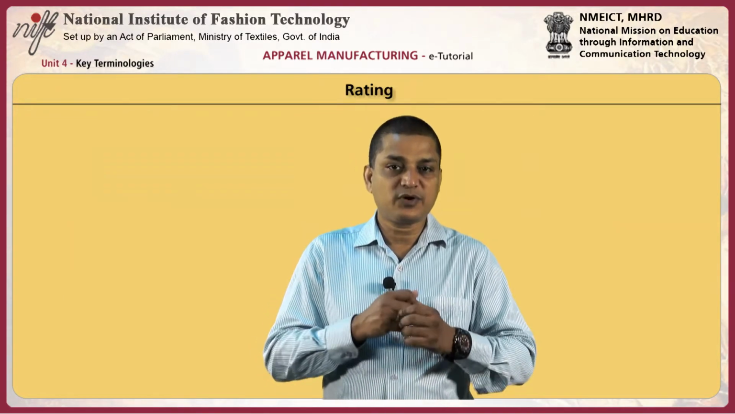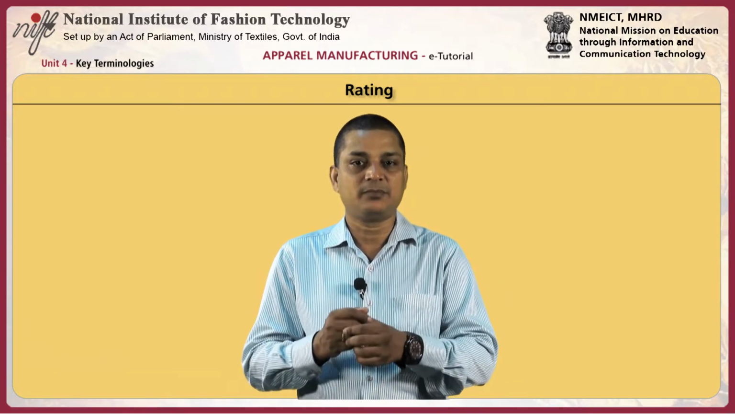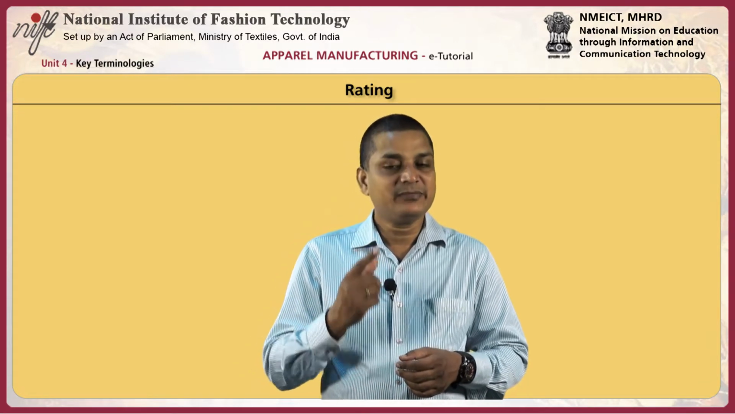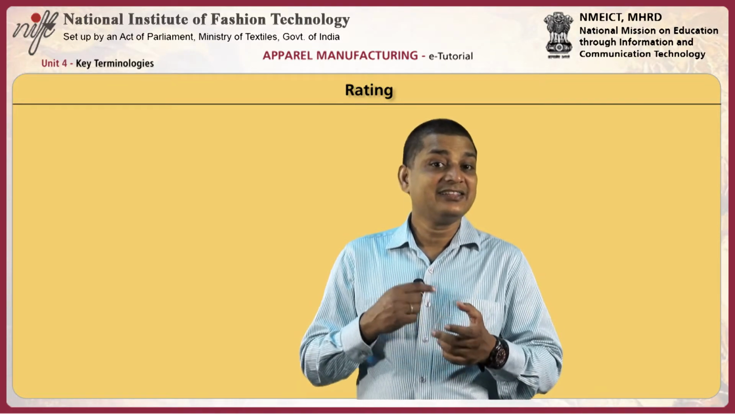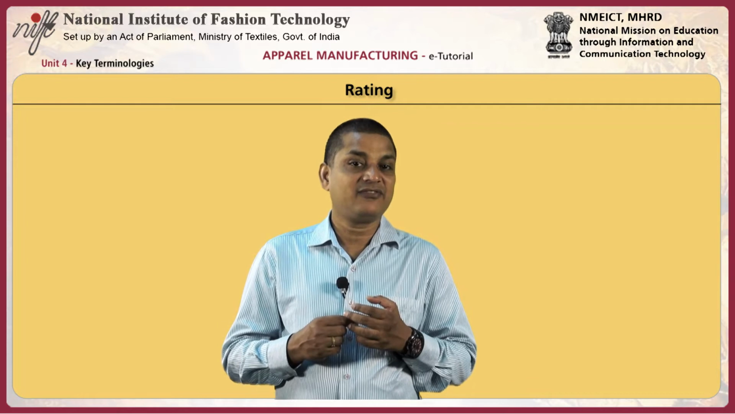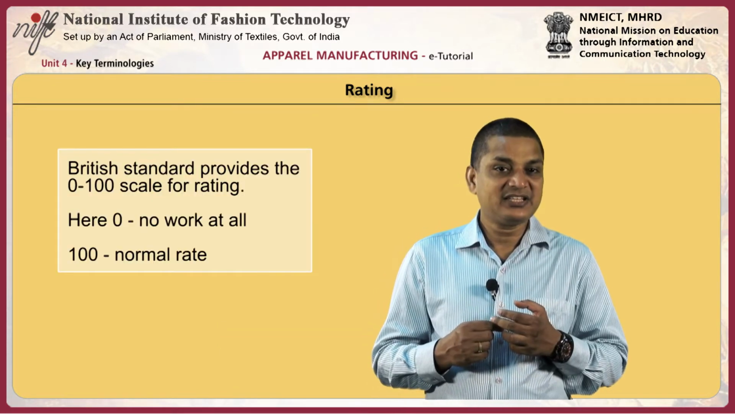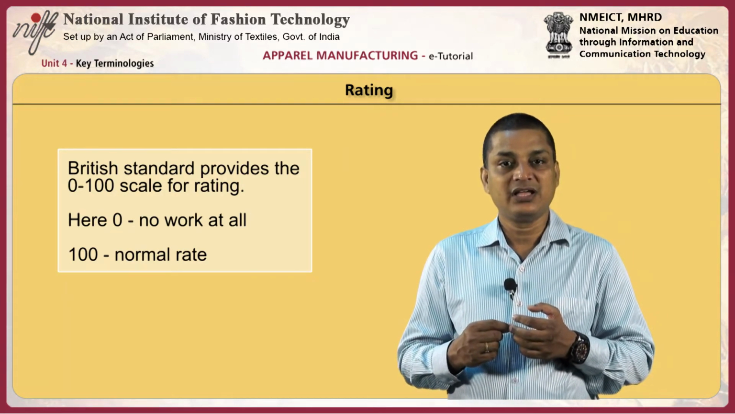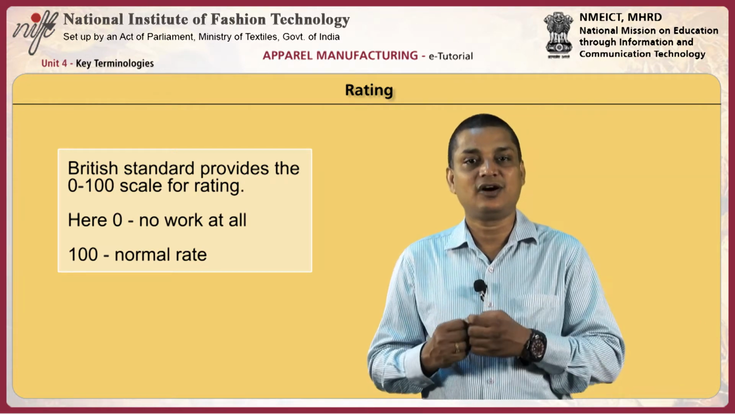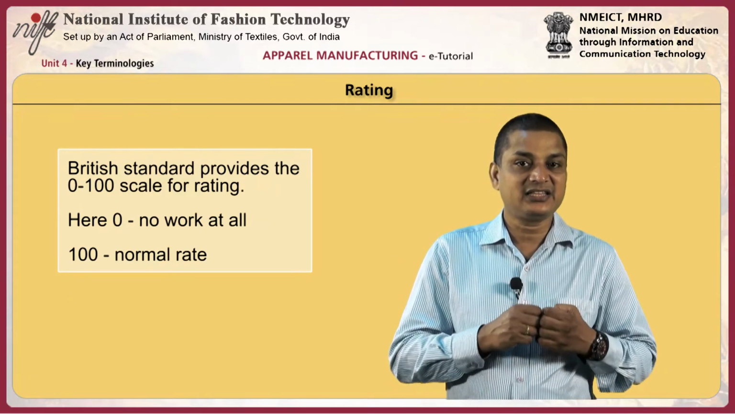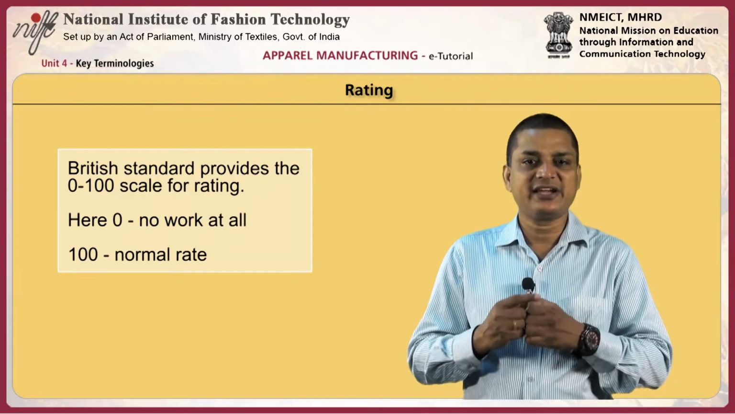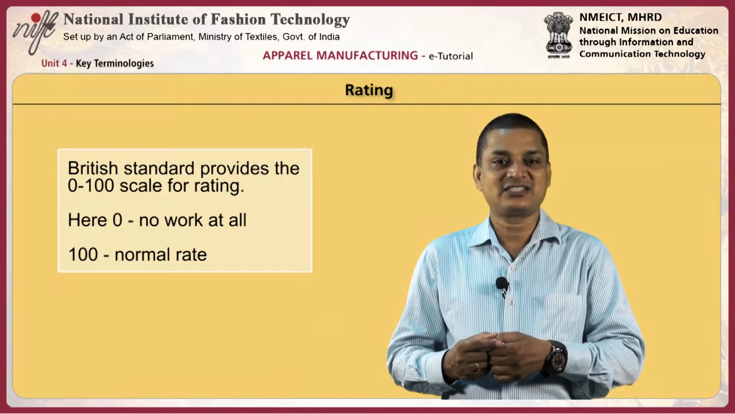The rate corresponding to the average rate at which an operator will naturally work at a job, provided they know and adhere to the specified method, and provided they are motivated to apply themselves to their work. British standard provides the 0 to 100 scale for rating. Here 0 represents no work at all, and 100 a normal rate. We rate the job on this scale after observing the operator. A slow rate may be rated around 50 and a fast one around 125.